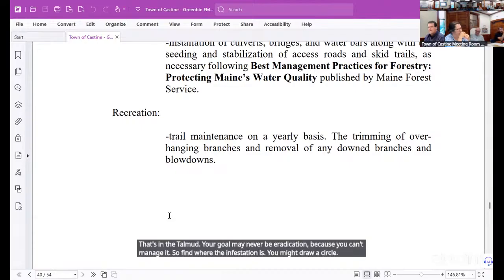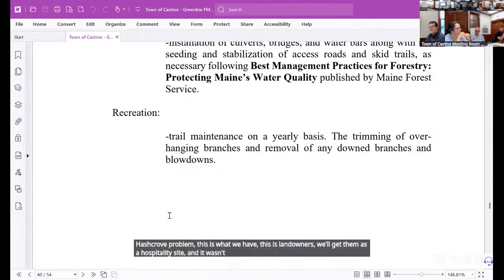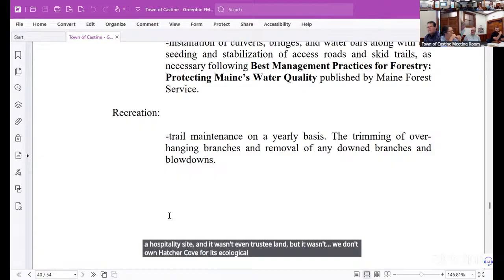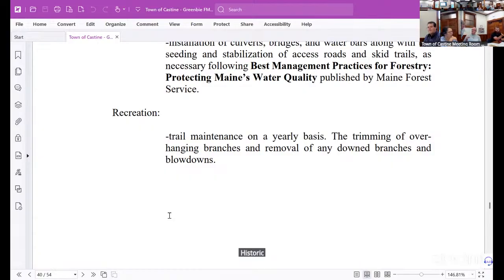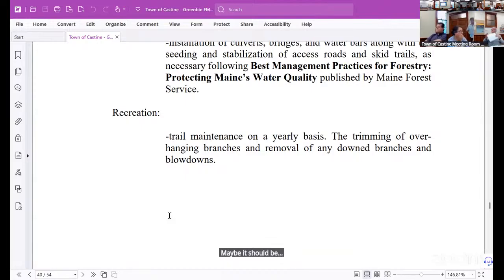Hatch Cove is, I think, the average landowner, we're gonna use it as a softly site, and it wasn't land trusting land. We don't own Hatch Cove for its ecological value, we own Schumacher for its historical value. And that's what I wanna bring up for debate: if it's for historical value, it's yet another old fort site. Maybe it should be like the report, all apple trees in there.